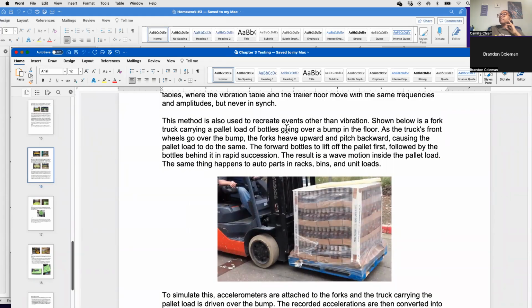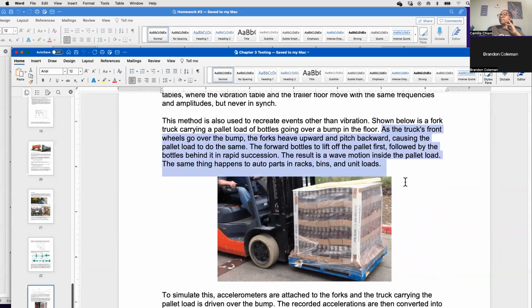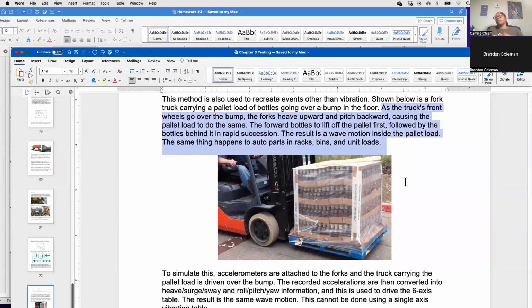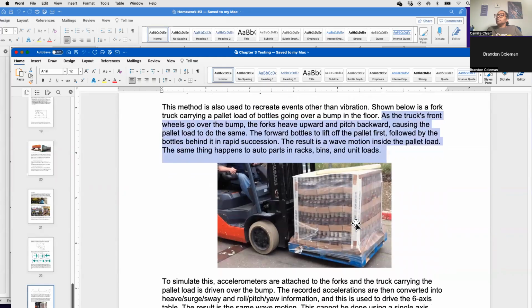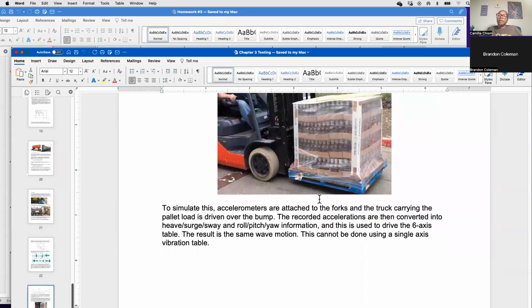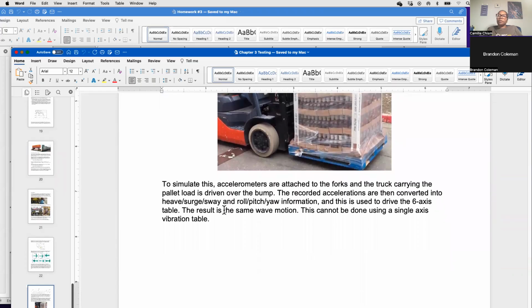So again, this is the fork truck that's carrying a pallet of little bottles over a bump. This is telling you right here, what is it doing to get the wave motion? And this happens with auto parts as well as non-automotive related parts. This looks like barbecue sauce or beer or something, I don't know. But read that and find your answer.